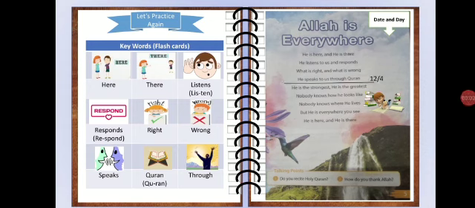My dear ones, let us start reciting our poem. Allah is everywhere. Allah is everywhere. He is here and he is there. He listens to us and responds. What is right and what is wrong? He speaks to us through Quran. He listens to us and responds to our prayers, and He speaks to us through the Quran and guides us.